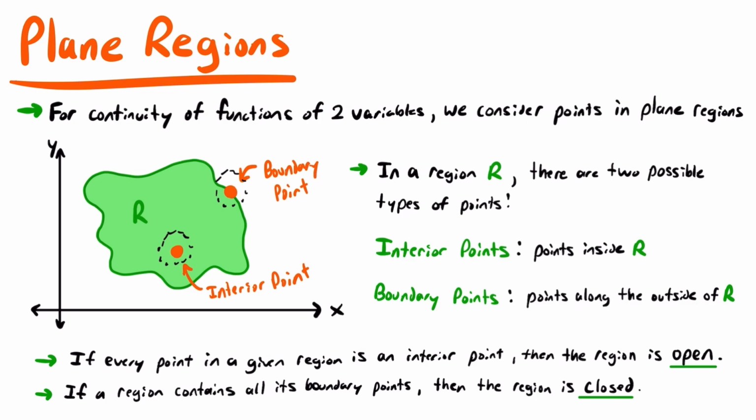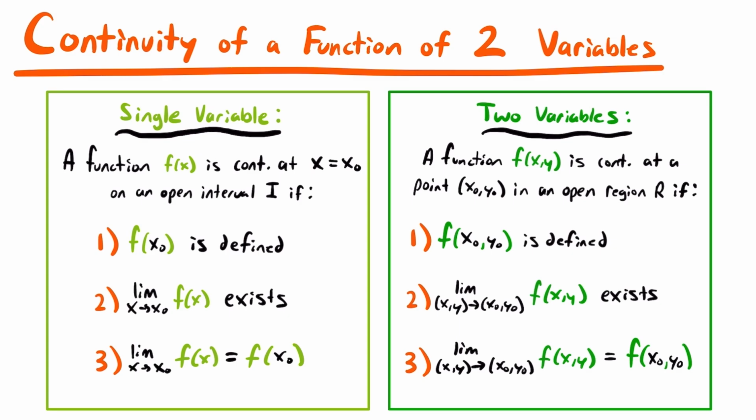But what does it mean for a function of two independent variables to be continuous at a point? Well, let's take a look. Remember from Calculus 1 that for single variable functions, a function f of x is continuous at a value of x equals x sub 0, on an open interval I if the following three things are true. The function had to be defined at that value of x, so f of x sub 0 is defined. The limit as x approaches that value of x sub 0 of the function needed to exist, and then that limit as x approaches x sub 0 of the function needed to be equal to the actual value of the function at that point.